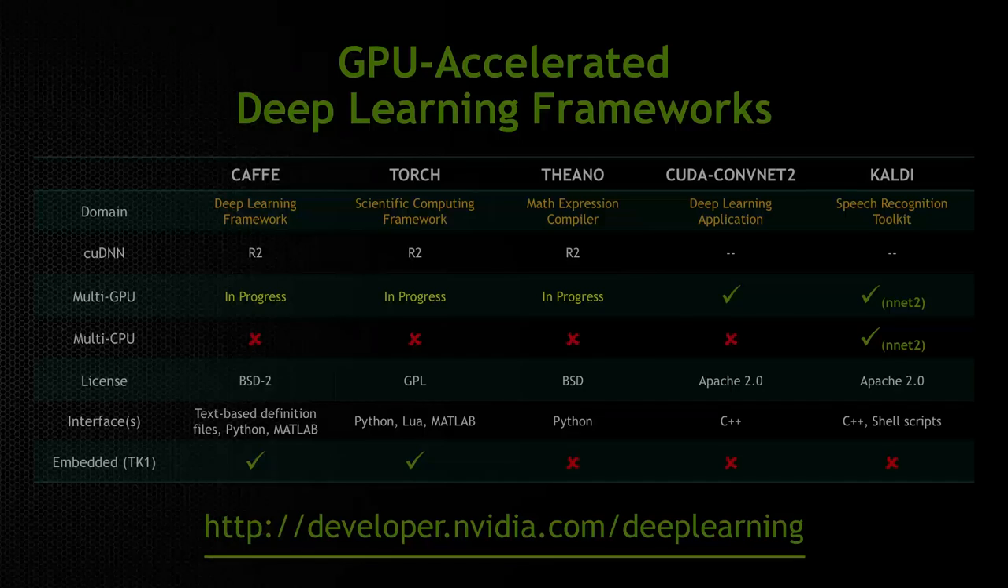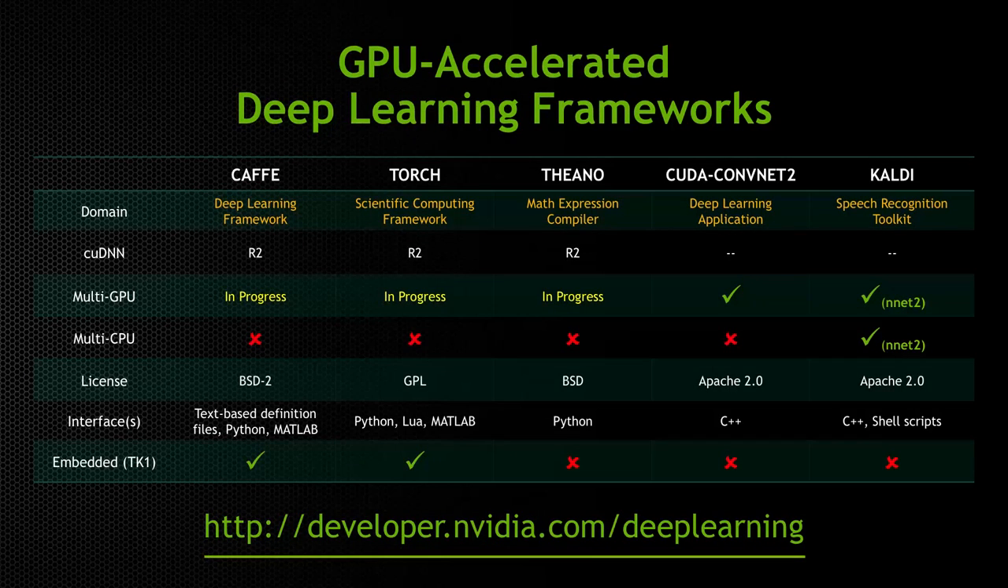So for those that want to know where to start, here are the major frameworks that are used. There's more on here. Don't be offended if it isn't on here. These are just the ones that seem to have the largest user communities and the largest number of active check-ins on GitHub. So you have Caffe from Berkeley, Torch, Theano, CUDA ConvNet 2, which is Alex Krizhevsky's work, and Kaldi. Kaldi is a speech recognition framework that's public, that's on here.